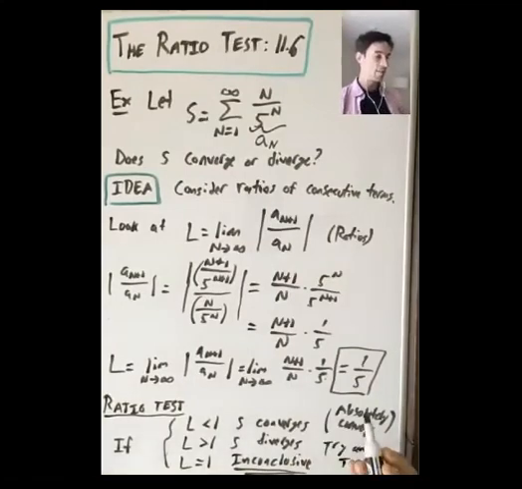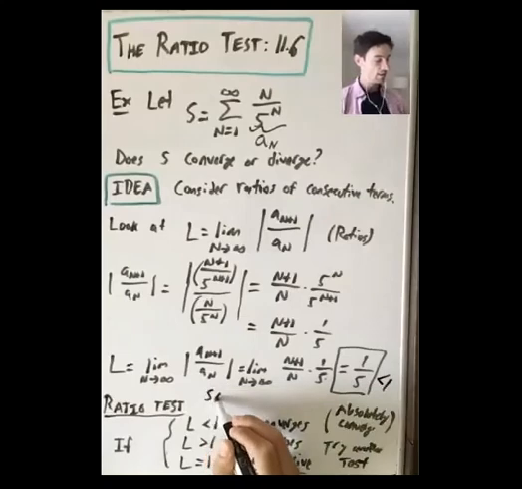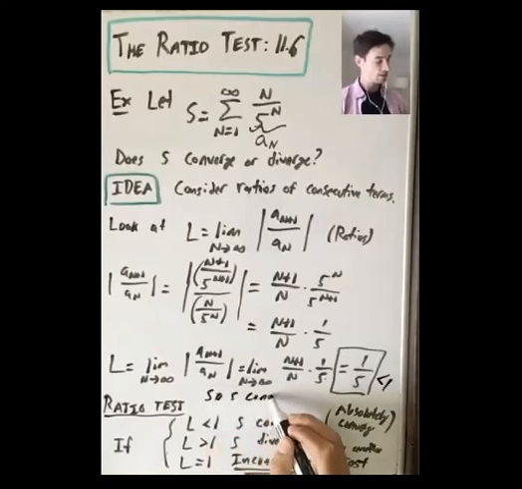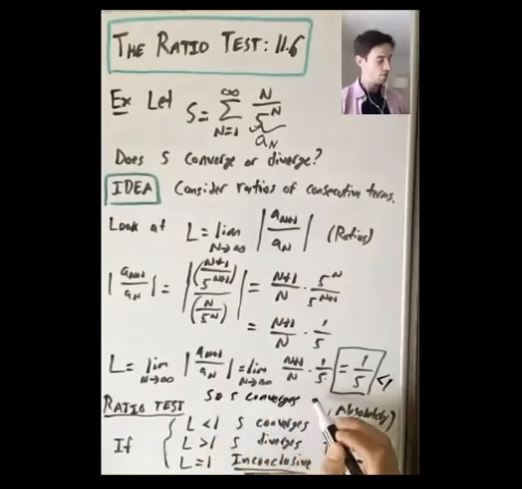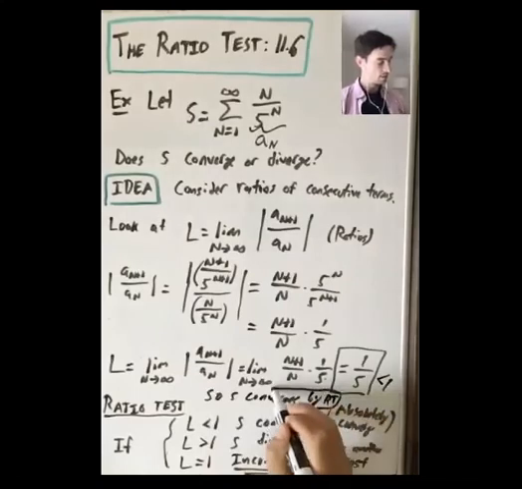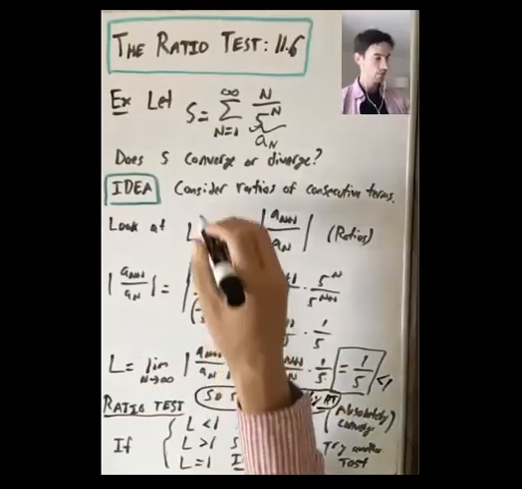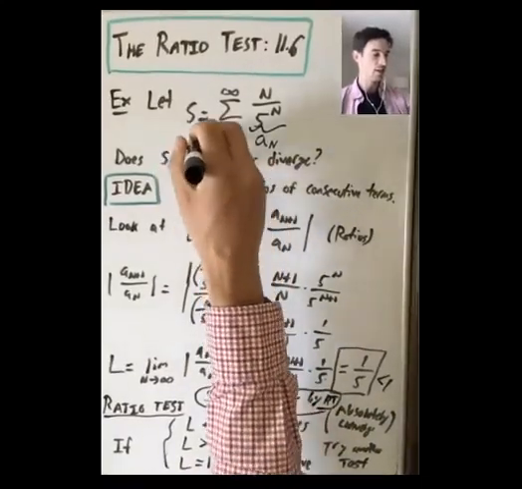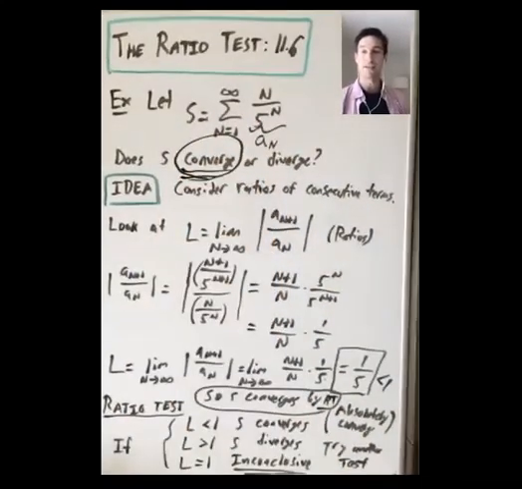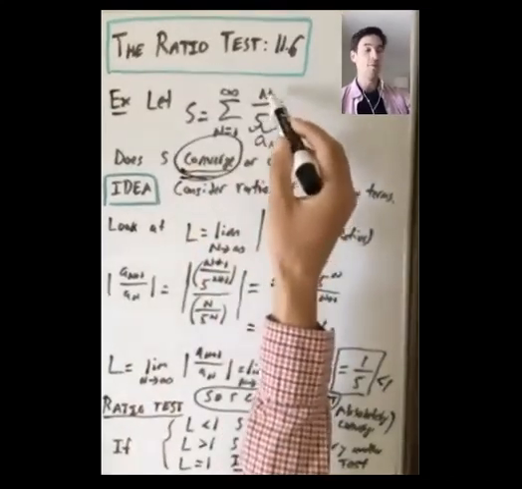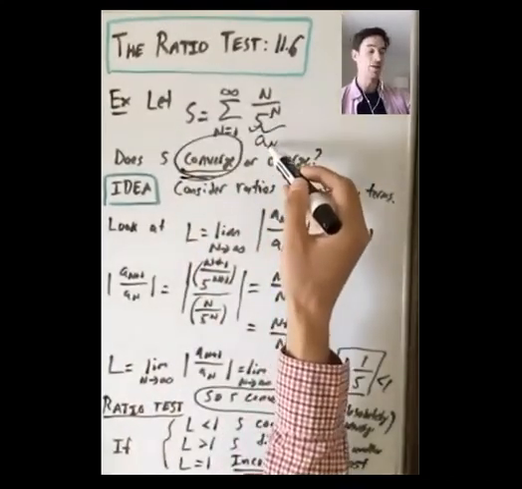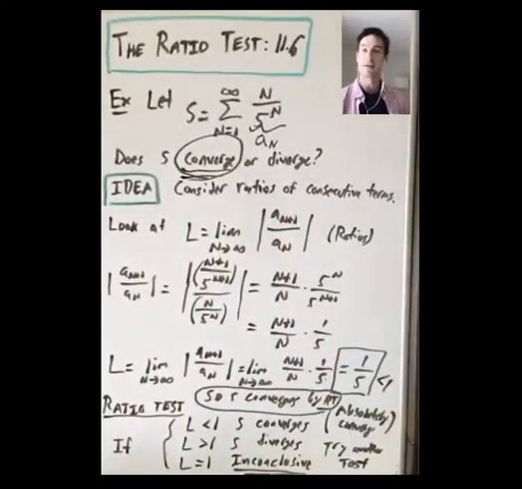So what about this example? In this example, L is 1/5, which is less than 1. So S converges by the ratio test. In fact, the ratio test says S converges absolutely, but putting absolute values in around a_n doesn't change anything because these a_n are already positive.